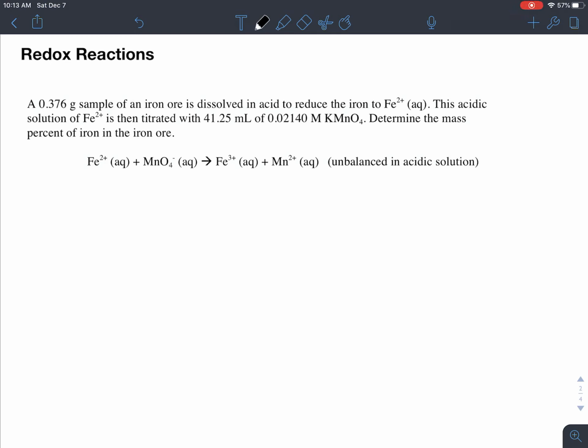Redox reactions. A 0.376 gram sample of iron ore is dissolved in acid to reduce the iron to iron 2+. This acidic solution of iron 2+ is then titrated with 41.25 milliliters of 0.02140 molar potassium permanganate. Determine the mass percent of iron in the iron ore.